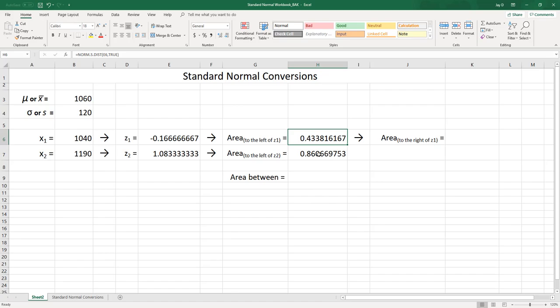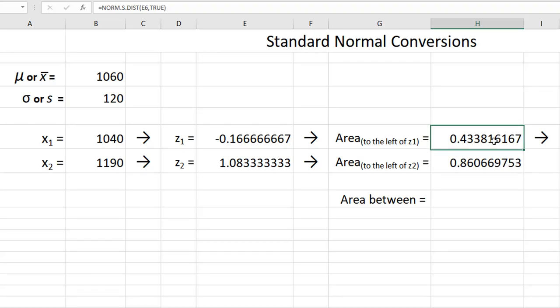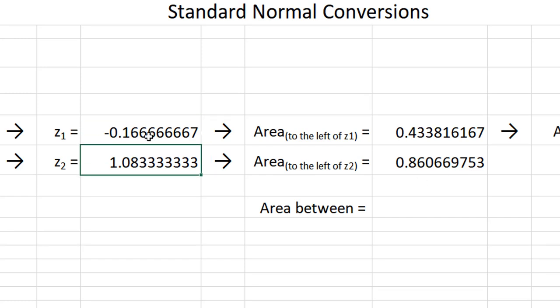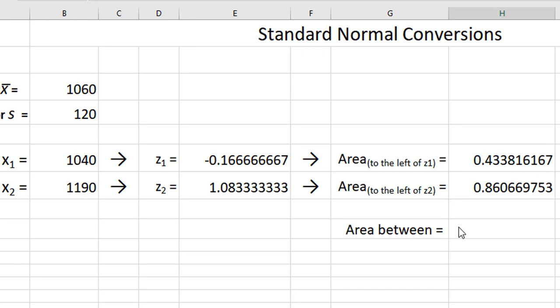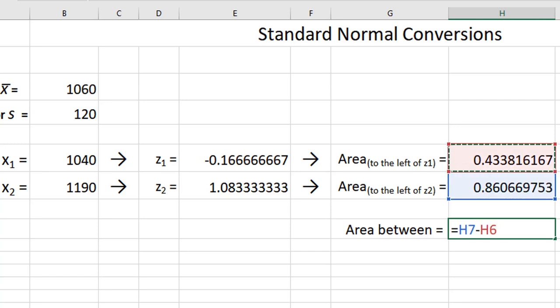Now, as I said, we have an area to the left of one z value and an area to the left of the other z value. And how would we get the area in between these two z values? In order to get the area between these two z values on a spreadsheet, we simply subtract one area from the other. Meaning, here I have a larger area of roughly 86%, and here I have one of roughly 43%. So, in this cell, where I have it labeled as area between, we would say equals, click on the larger area, minus the smaller area, enter.